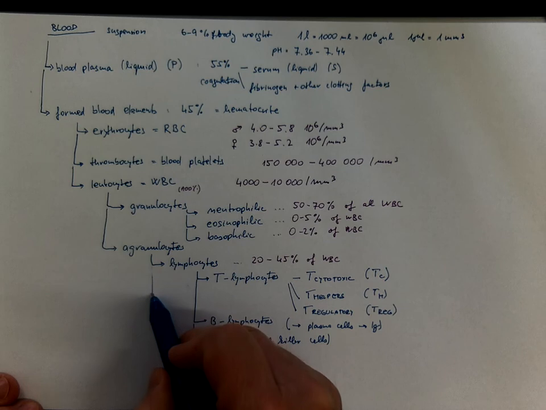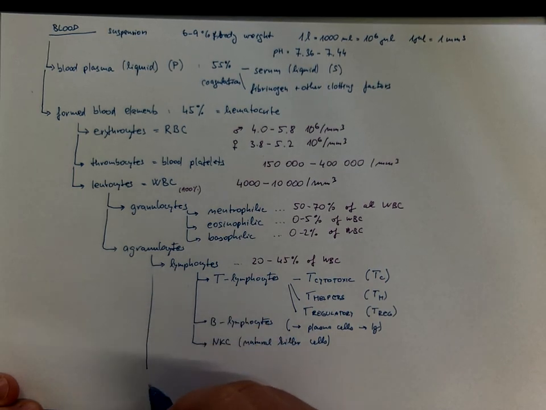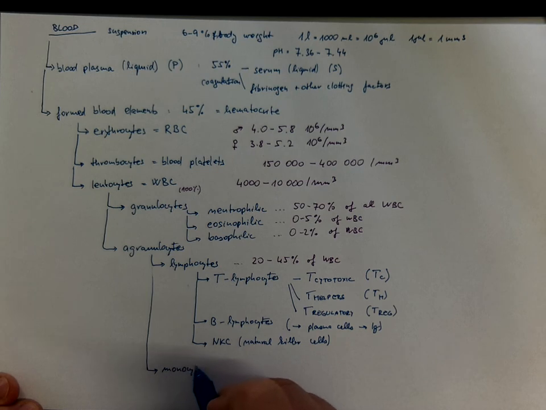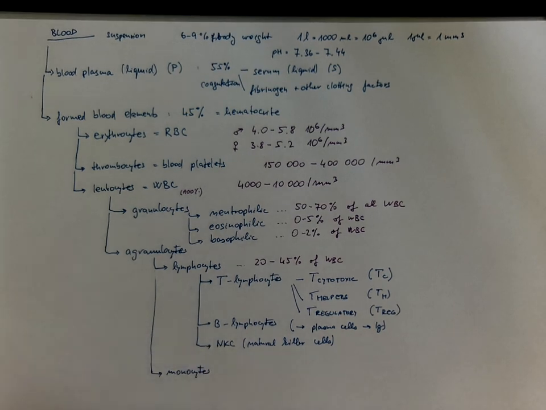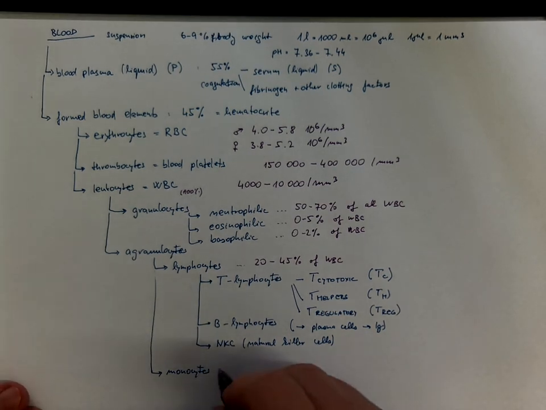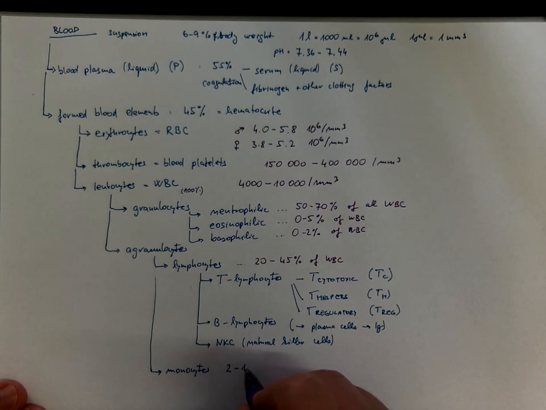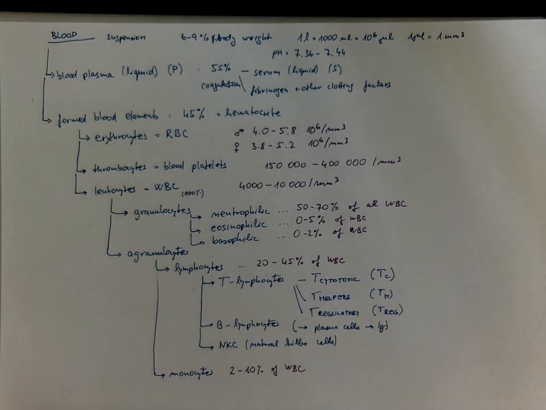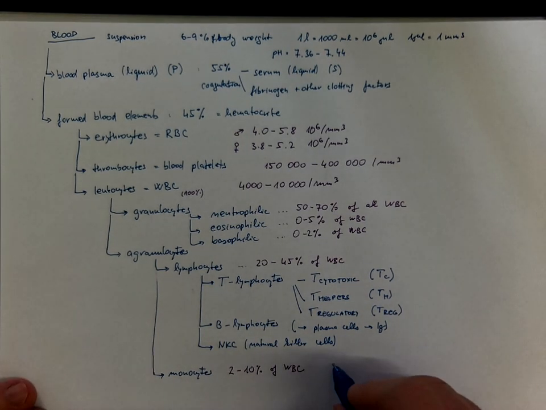The other major category of agranulocytes are monocytes, and that's like 2 to 10% of white blood cells. These monocytes can also leave the circulation, enter the tissues where they differentiate into tissue macrophages.